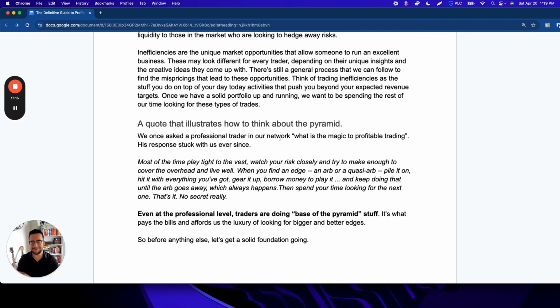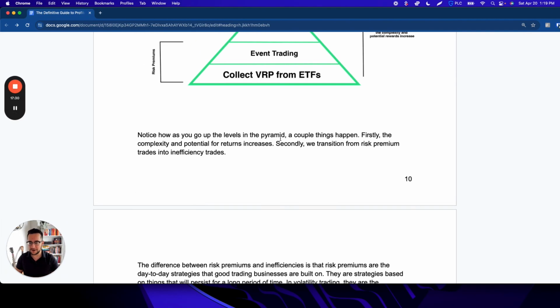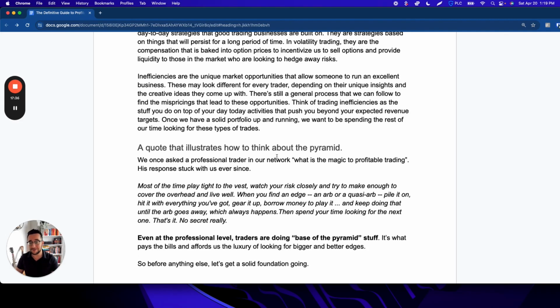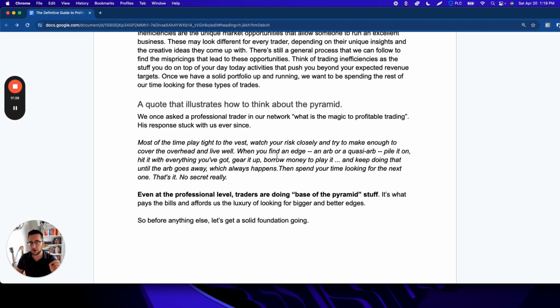This shows us that even at a professional level, traders are doing this base of the pyramid stuff, the things that keep the lights on, right? This is what pays the bills and affords us the luxury of looking for bigger and better edges, right? This stuff here, selling vol on ETFs, event trading, all of these types of things are commonplace even in the professional world. There is no reason that we should not be doing it as individual traders.